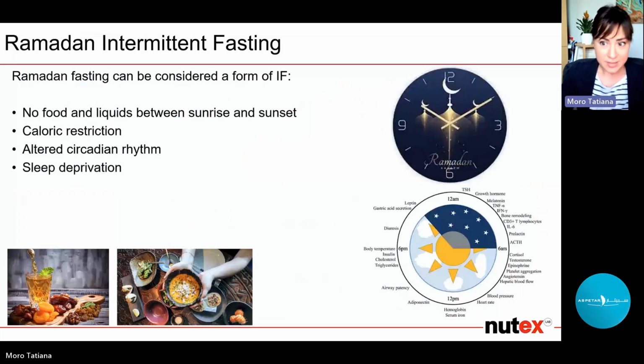But intermittent fasting finds its roots in religious practice, and probably the most common example of intermittent fasting is Ramadan fasting. During the religious month of Ramadan, Muslims abstain from ingesting food and liquids between sunrise and sunset. And even though they eat a little after sunset, normally intermittent fasting comes with a caloric restriction.